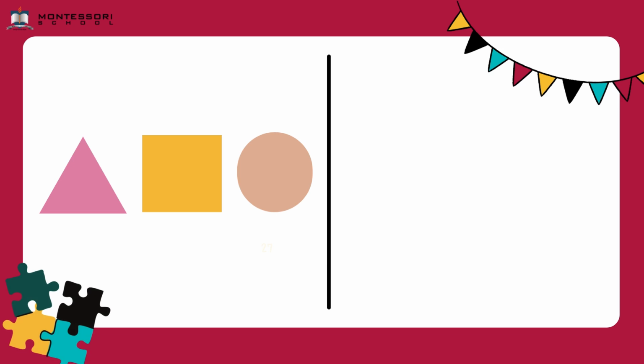Can you take a look carefully, friends? Can you see that there are several shapes? Do you know the shapes? Pink triangle, yellow square, brown circle.